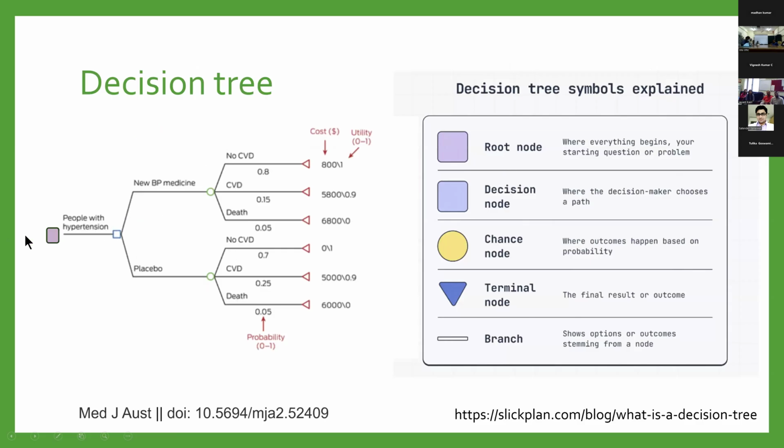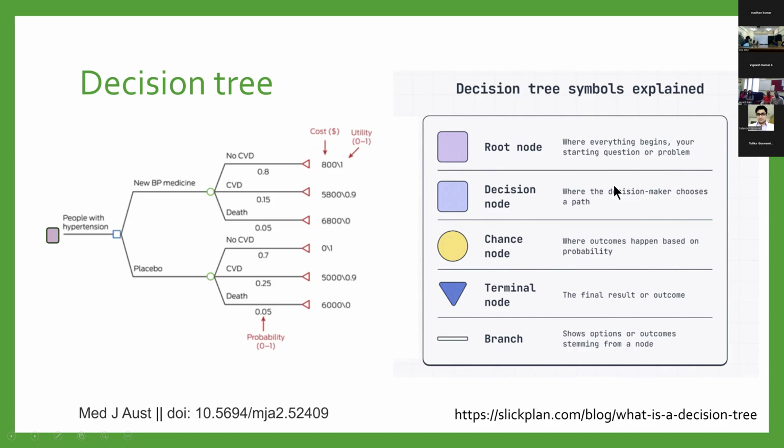So how does it start? It starts with the root node where everything begins. You start with your question or your problem. Here, people with hypertension. Once you have your root node, then you have the decision node, which is a blue square. Here, you choose a path. So you can choose either to give the medicine or to give a placebo.